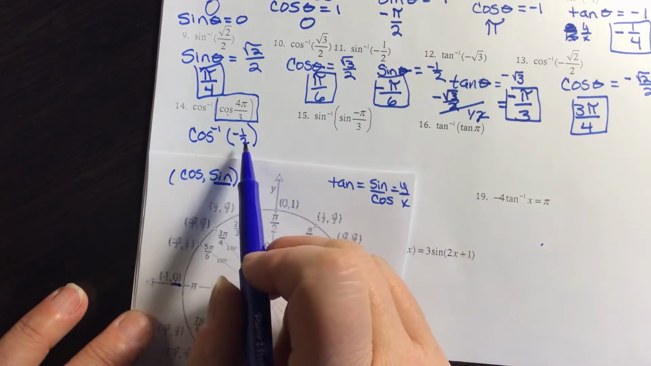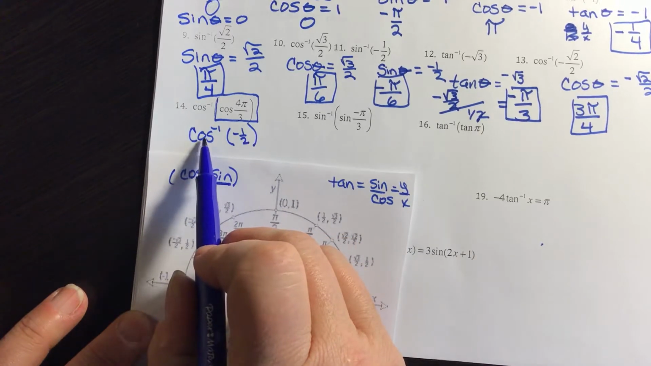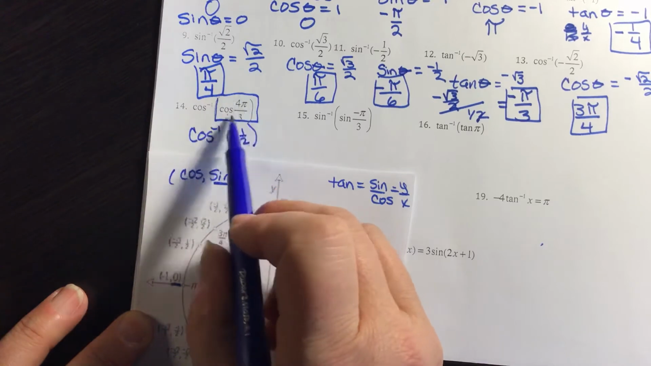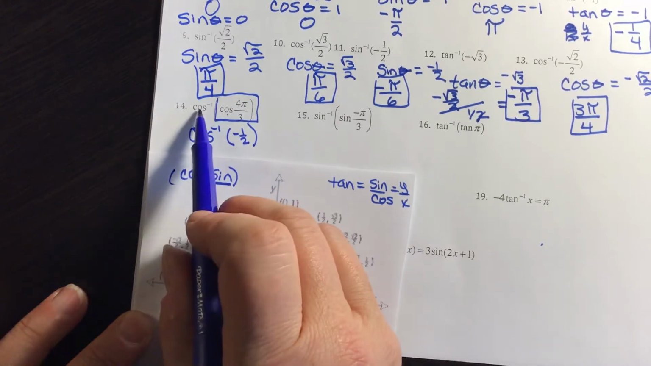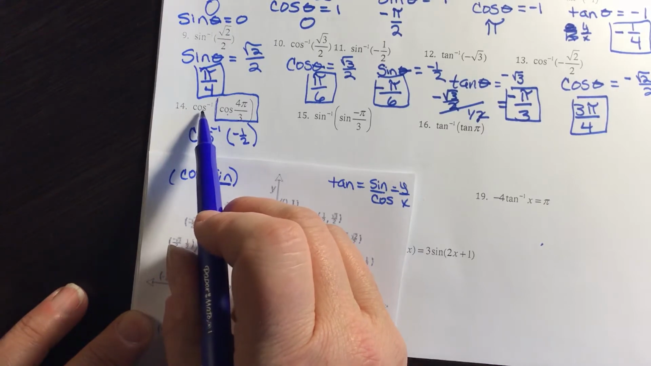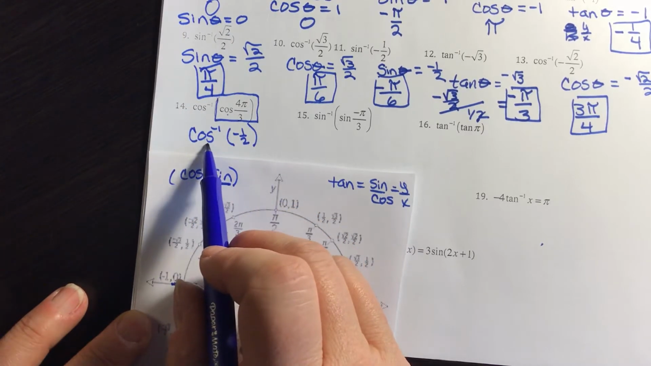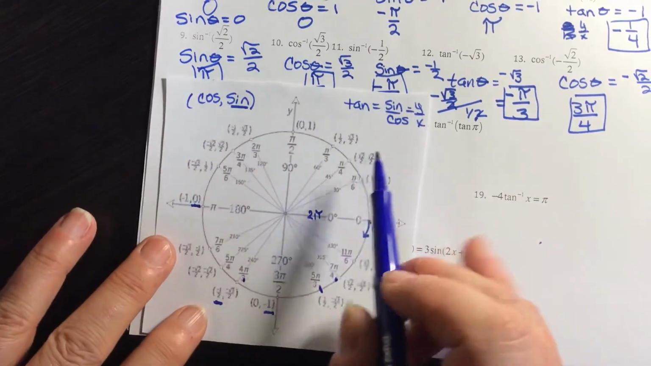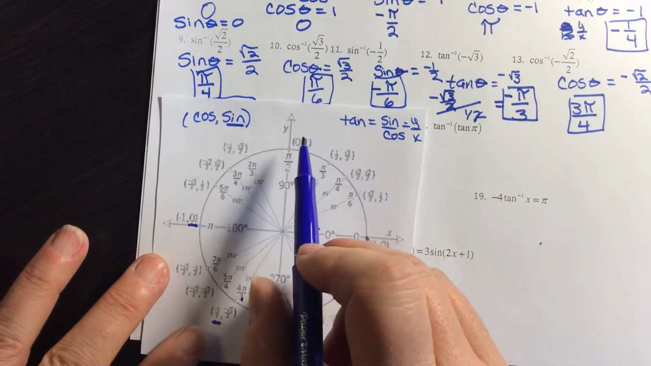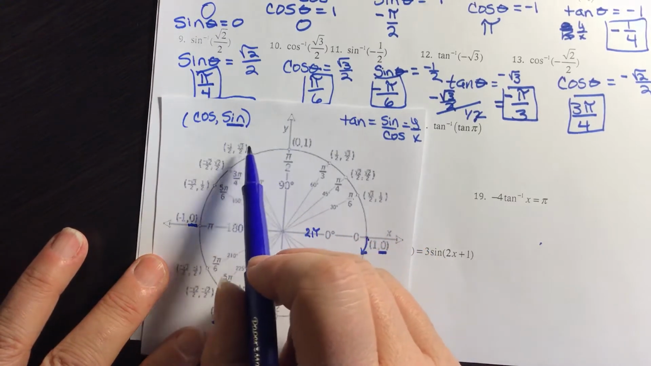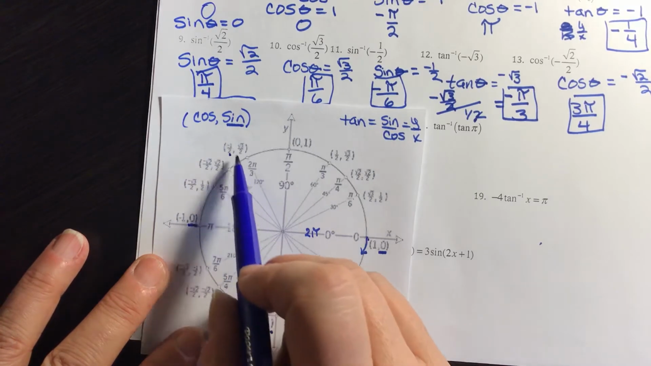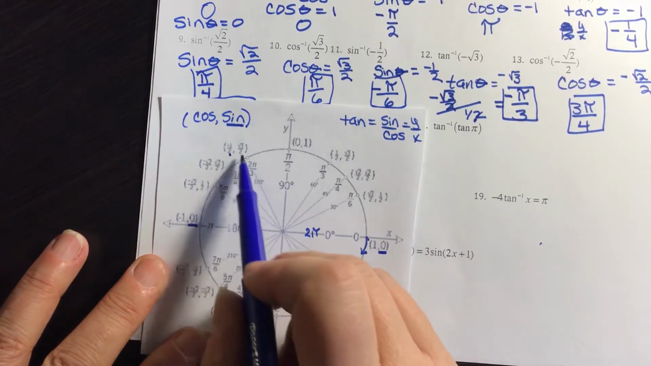But now I'm doing the inverse cosine. Cosine has a domain of all real numbers. It's the inverse cosine that has a restricted domain. So now I need to look in quadrants 1 and 2 to find a cosine of negative 1/2. And that would be, these are hard to see, right here. So this would be 2 pi over 3.